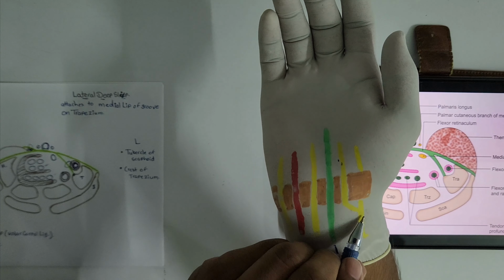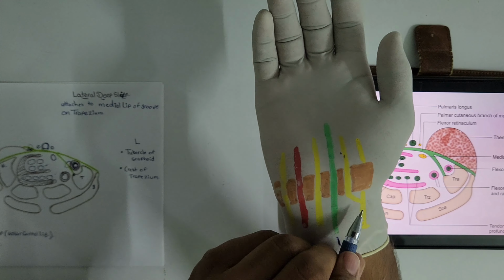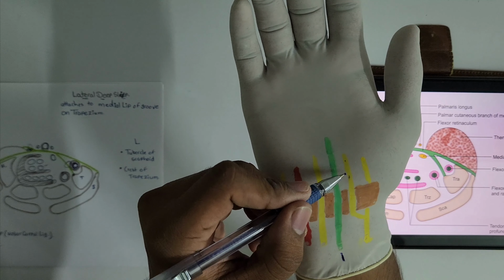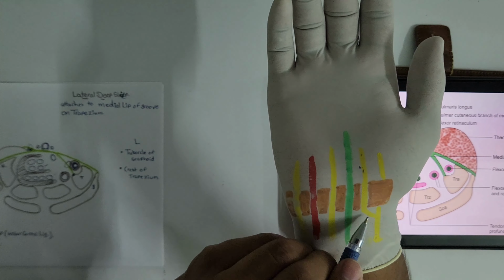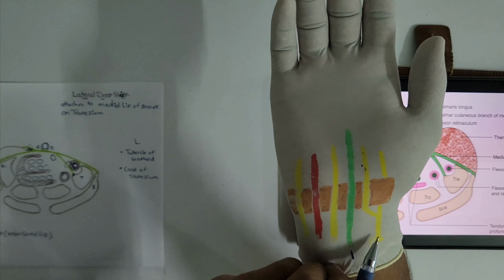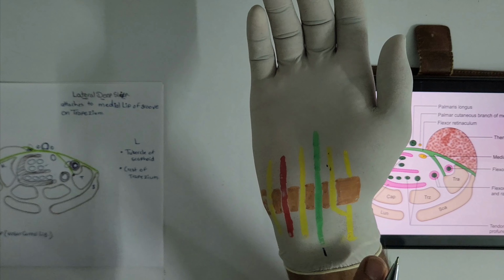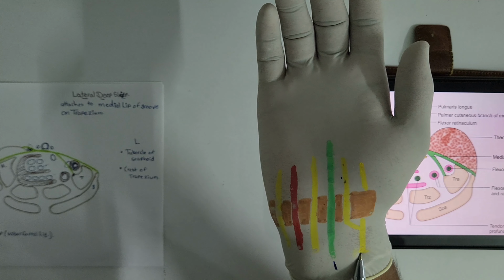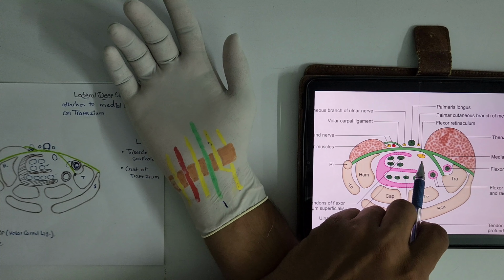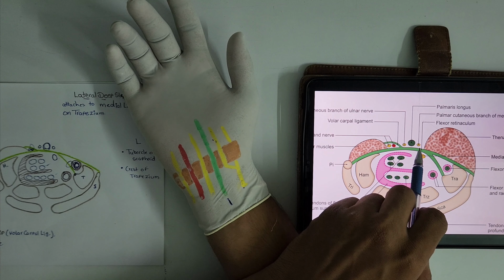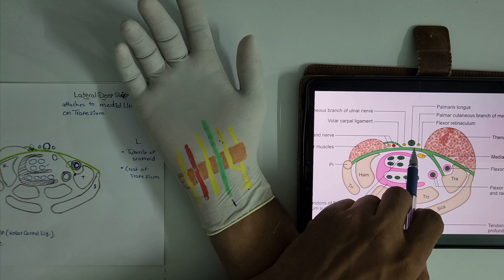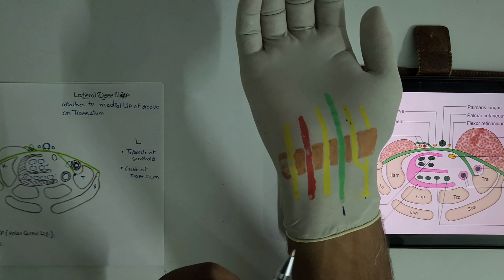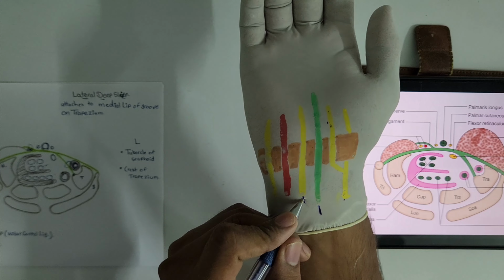This is our median nerve, which is going deep to the flexor retinaculum. I hope you can appreciate. This is palmar cutaneous branch of median nerve, and when we trace it back, it merges with its parent nerve, the median nerve, which goes beneath the flexor retinaculum. This is palmar cutaneous branch of median nerve, palmaris longus, and same here, palmar cutaneous branch of ulnar nerve.